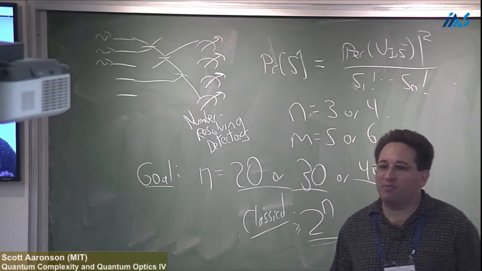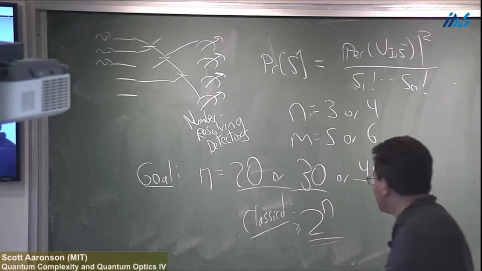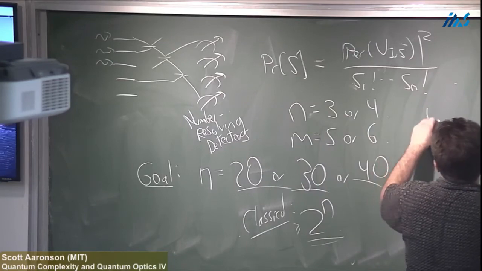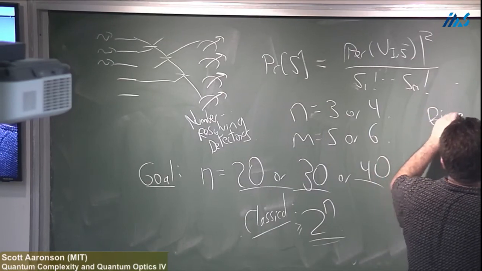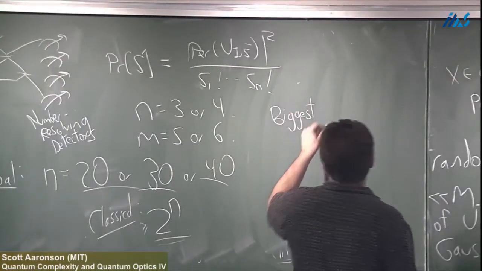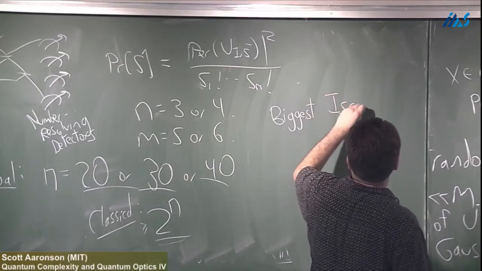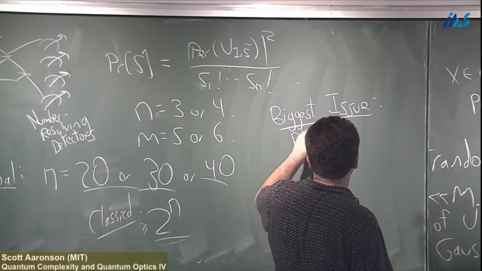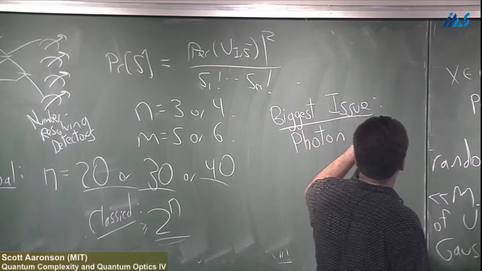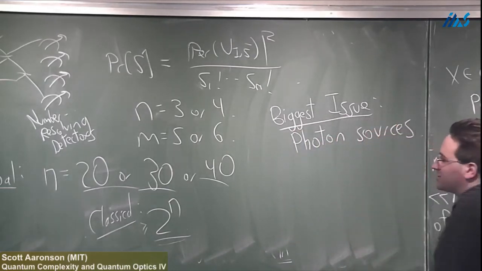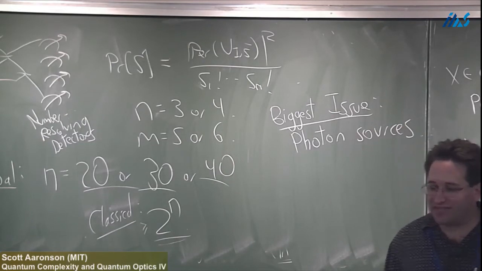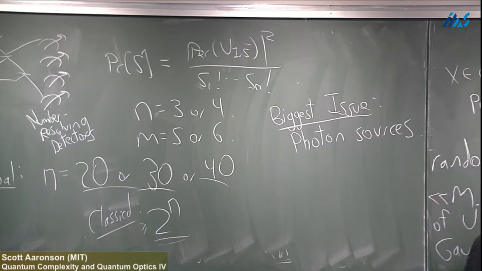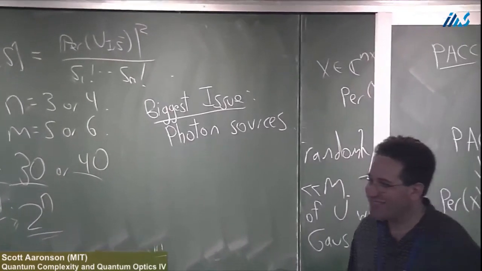I can tell you what the biggest issue is. The biggest issue that's emerged in trying to scale this up is the photon sources. Okay, so as some of you may have heard, there does not currently exist on Earth a reliable deterministic single photon source.